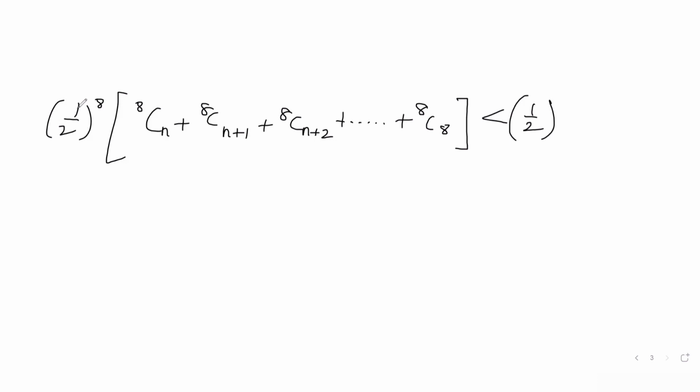Now if I take 2 raised to 8 to the other side, it gives 8Cn plus 8C(n+1) plus 8C(n+2) and so on, continuing till 8C8.